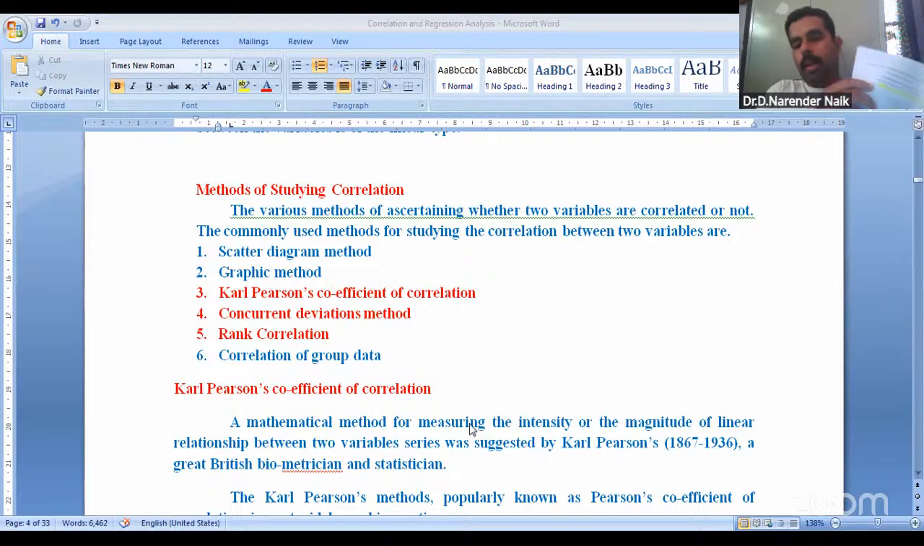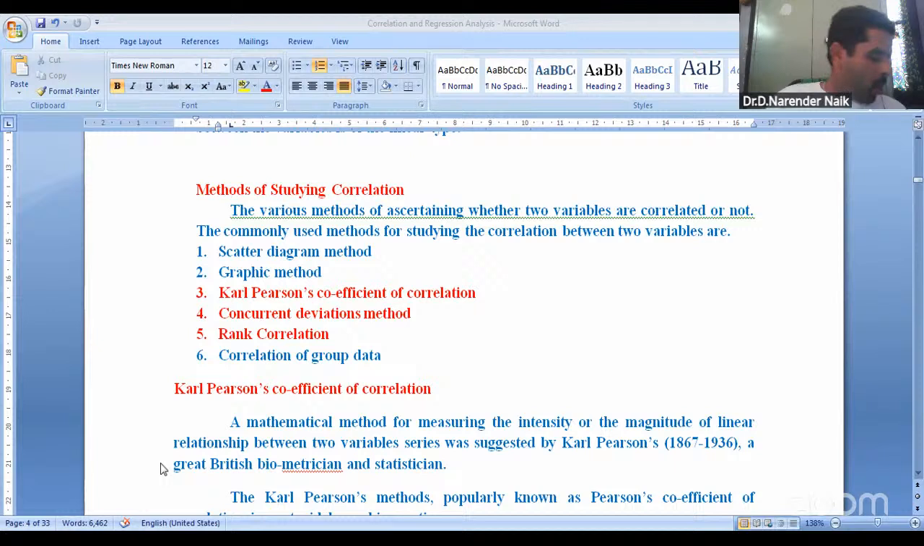So what is there in our syllabus? We will see. The first one is scatter diagram method, graphic method, Karl Pearson coefficient of correlation, rank correlation, concurrent deviation, probable error, then coefficient of determination, lag and lead correlation. We'll see today what amount of problems we are going to complete.